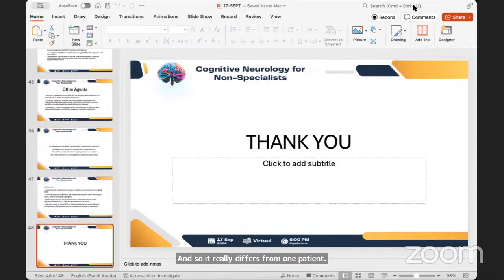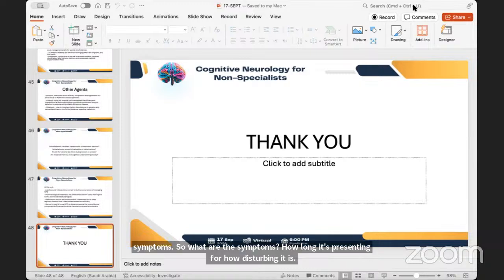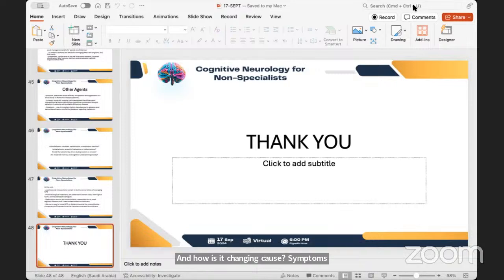And when we come to those medications, there's a different range of symptoms. So what are the symptoms, how long it's presenting for, how disturbing it is, and how is it changing? Because symptoms will change throughout the course of the illness, as I was mentioning. Yeah, especially in the very late stages of the disease when they're bedbound, not doing much, and most of the behaviors that we were worried about, like wandering and some safety concerns, are no longer there.